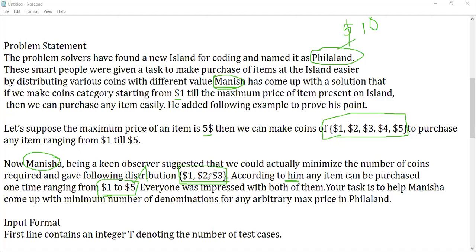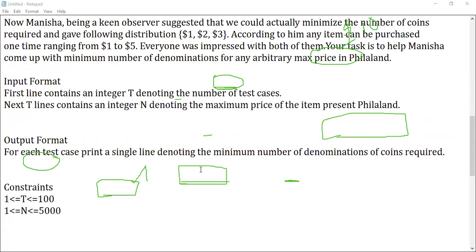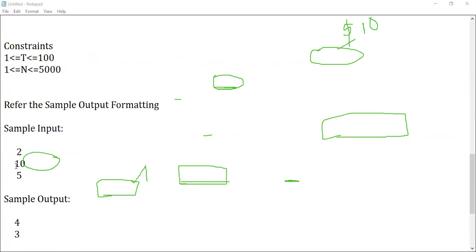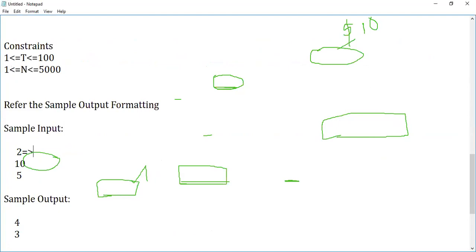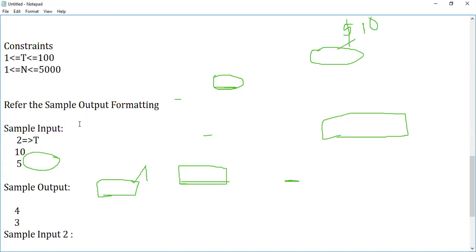It's not required. So what is our task here? If some amount is given by the user, so first is the test case, guys. In the input, this one is your test case, this is the number of test cases, this is your first input, and this is the second input. If they give the amount as 10, then the number of coins required is only 4 coins.